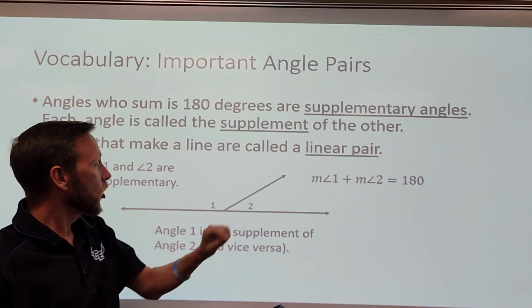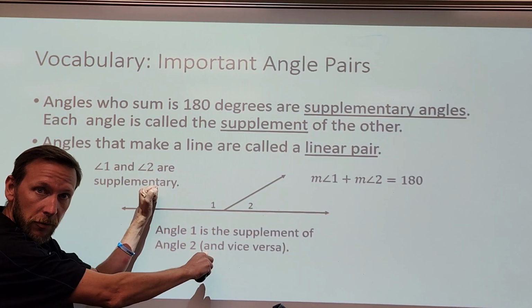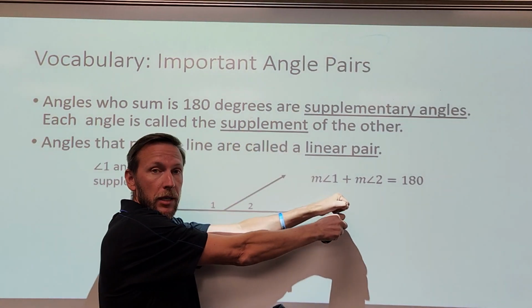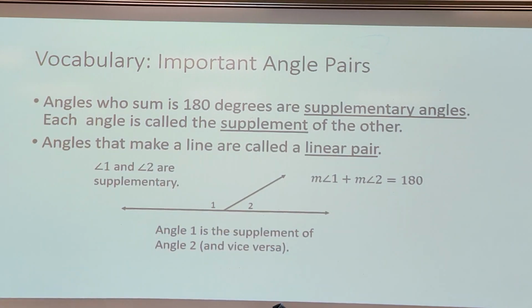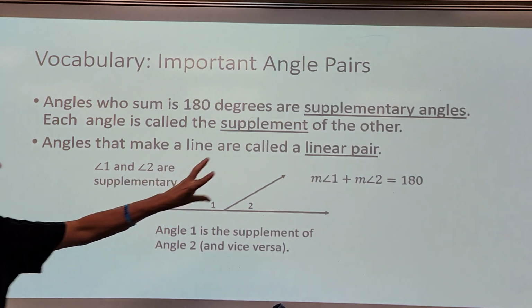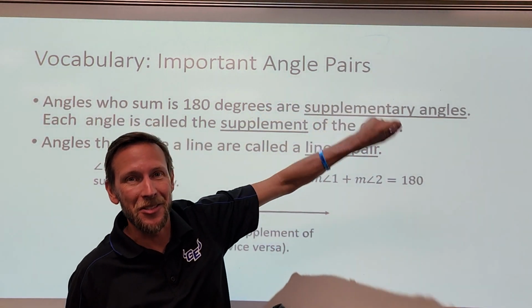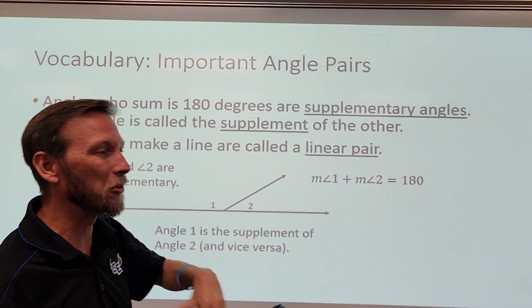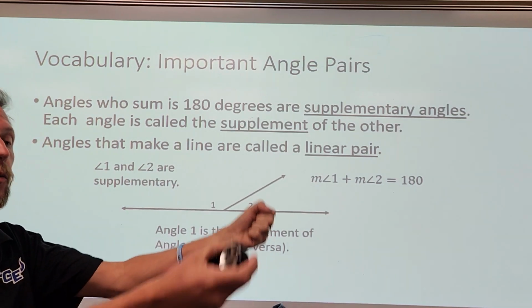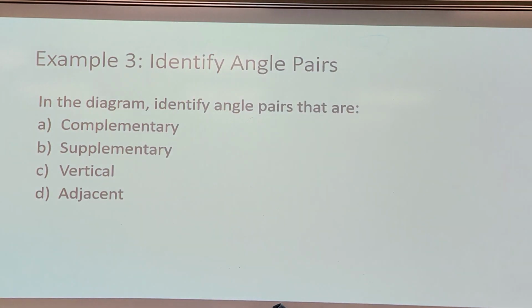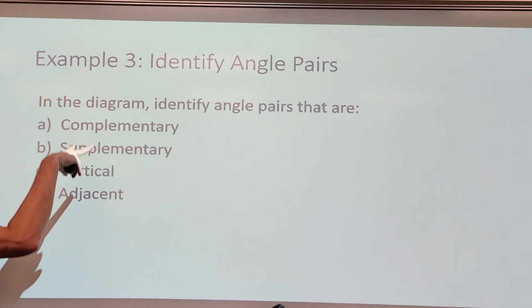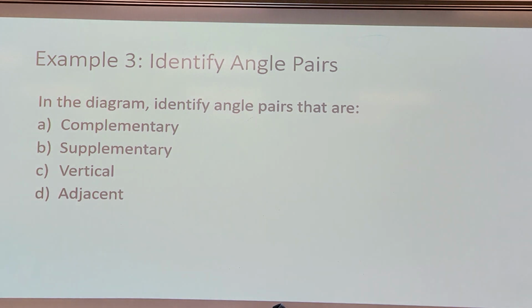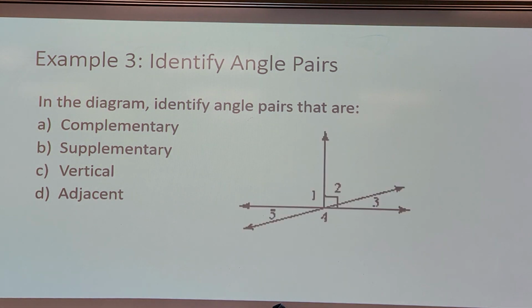Most of the time, we're going to be told that angles are supplementary, but we're going to know that that means that their measures sum to be 180 degrees. So telling us this information would let us do some math. That's kind of the whole goal. If we know about the angles, then we can create equations using those angles. So here in a little bit, we're going to have a diagram up, and I want you to be able to identify the complementary angle pairs, supplementary angle pairs, vertical angle pairs, and adjacent angle pairs.